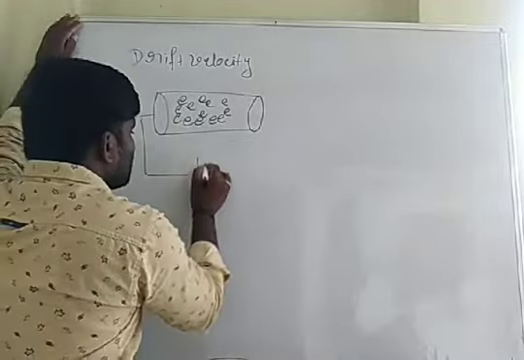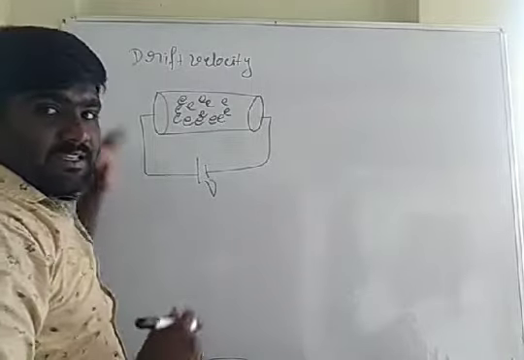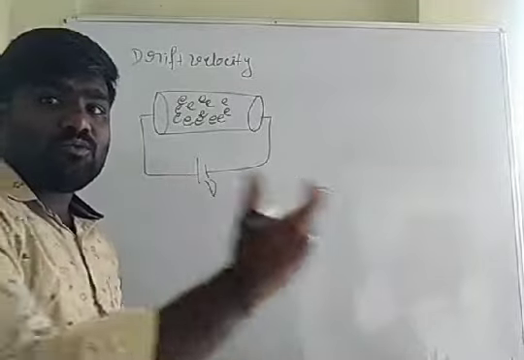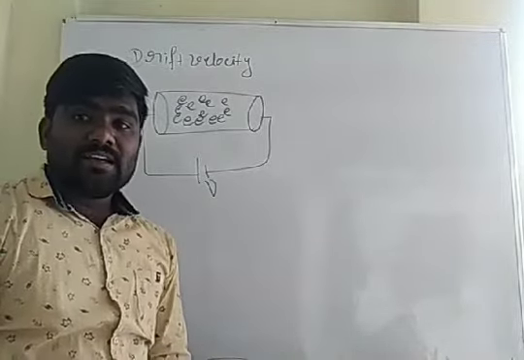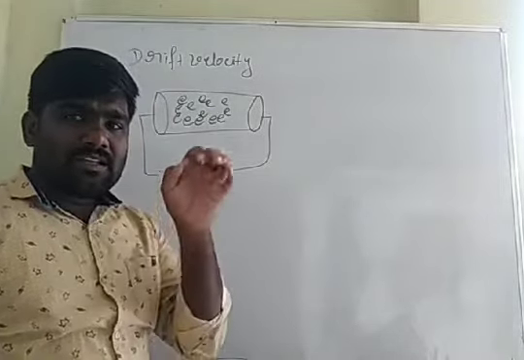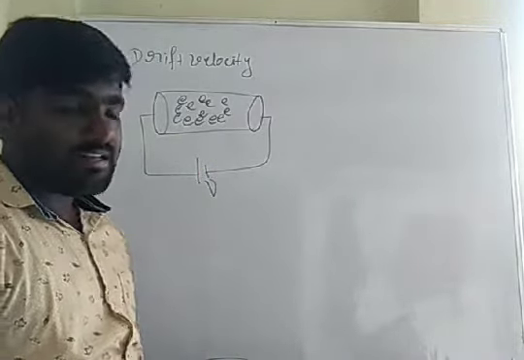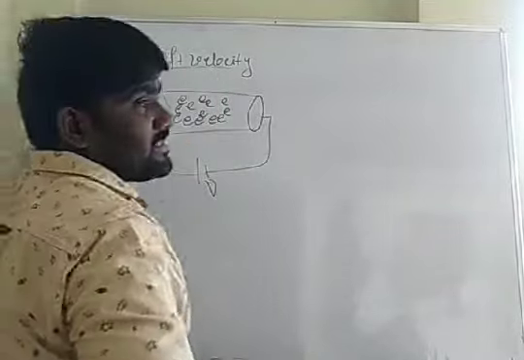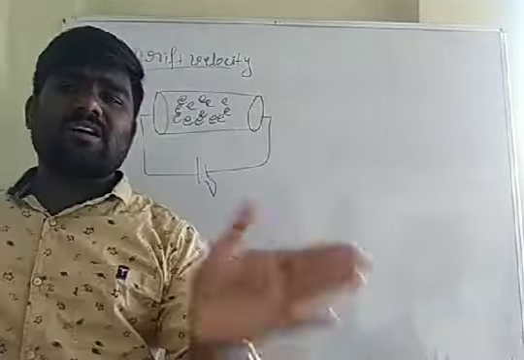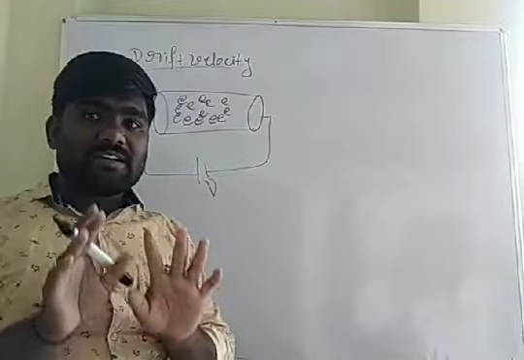Whenever I apply this potential difference V, the electrons start to move with a certain average velocity. So from this definition we can conclude that the drift velocity is equal to the average velocity of the electrons with which they move in the metallic wire when the potential difference is applied.